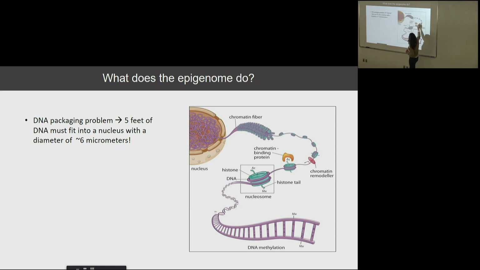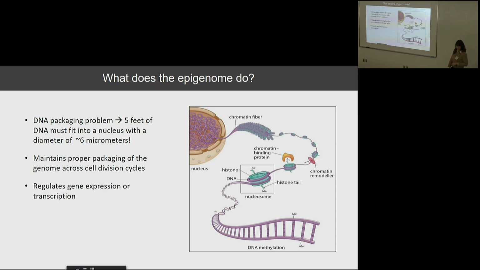If we unravel the DNA, you can see a picture of what we're more used to seeing when we look at DNA. And so this is part of what the epigenome is doing: making sure that the DNA is properly packaged into the nucleus of the cell. So it's maintaining this proper packaging of the genome across cell division cycles.